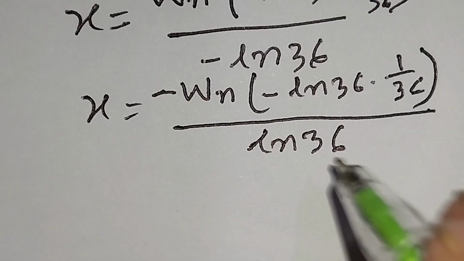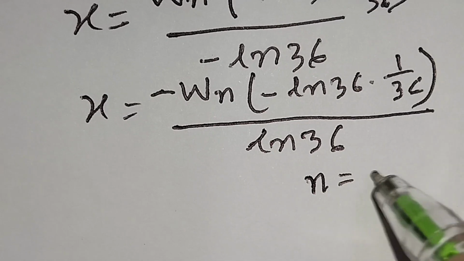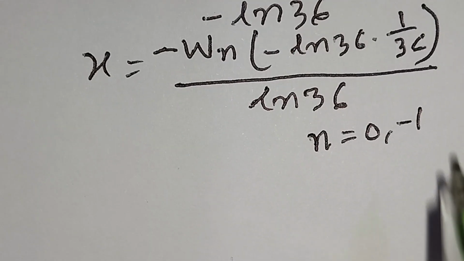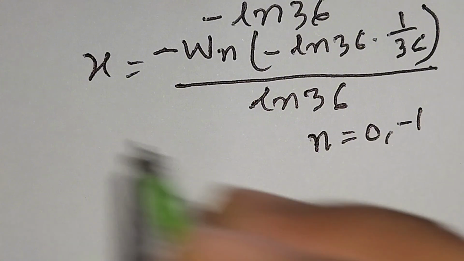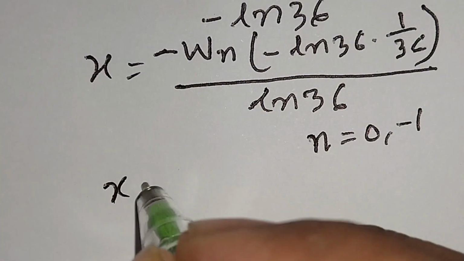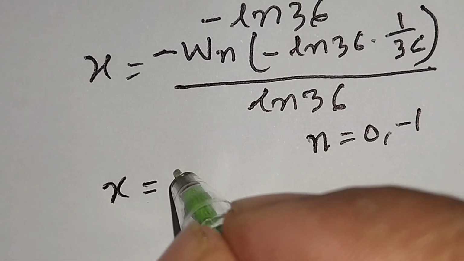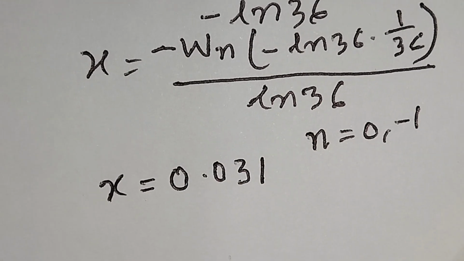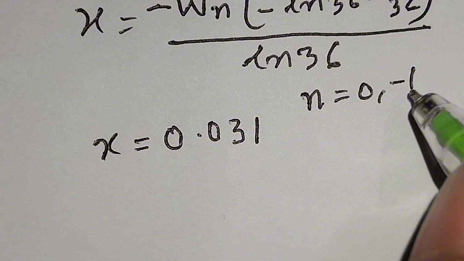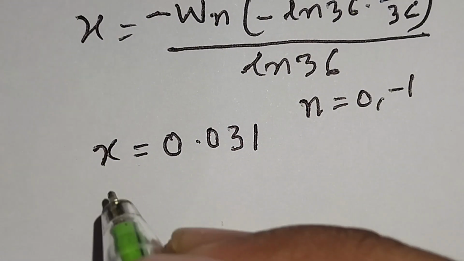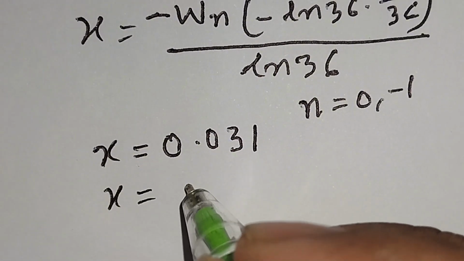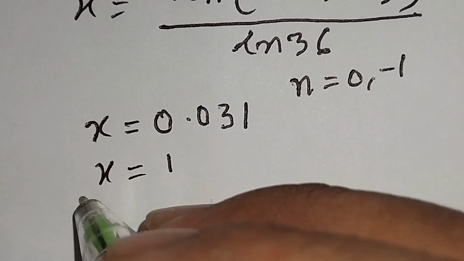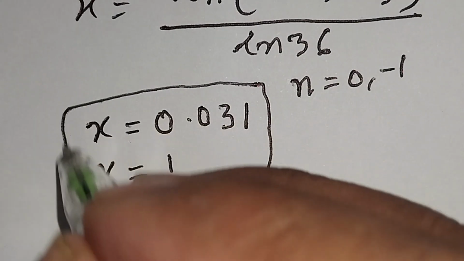Here n is equal to 0 or minus 1. When n is equal to 0, then x is equal to 0.031, and when n is equal to -1, then x is equal to 1. This is the right answer of this equation.